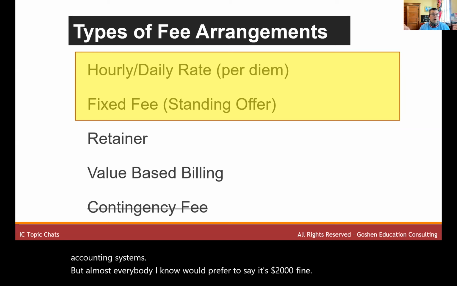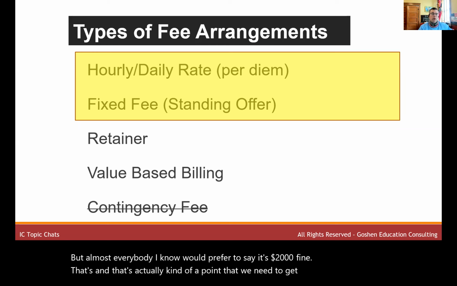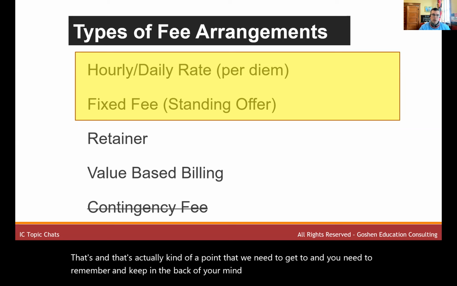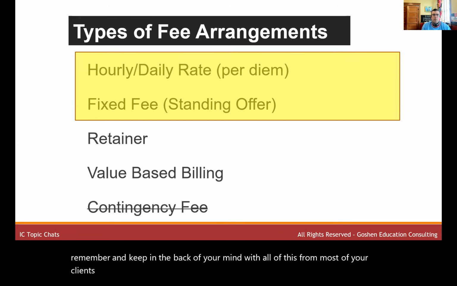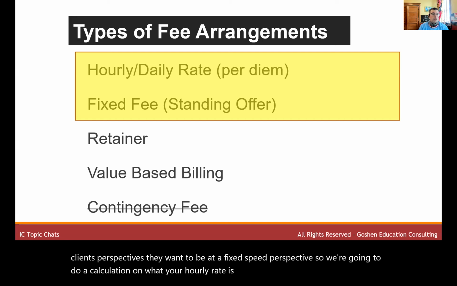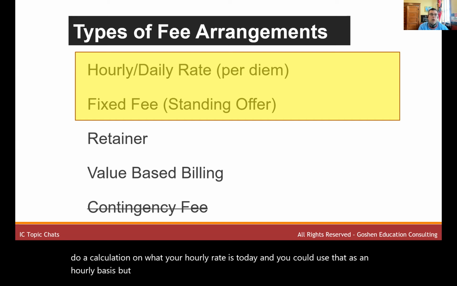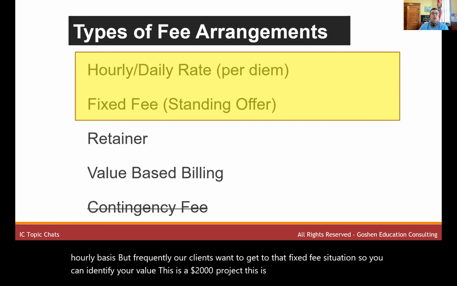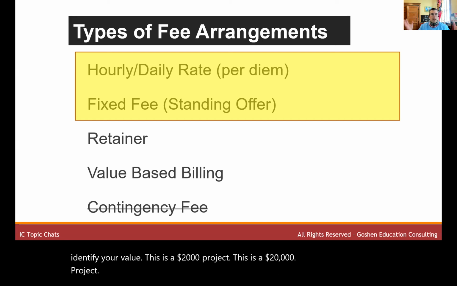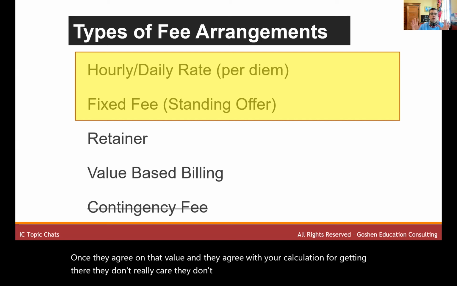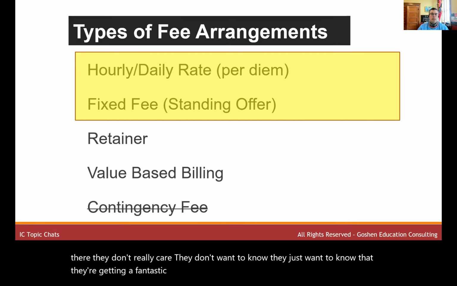That's actually a point that we need to get to, and you need to keep in the back of your mind with all of this. From most of your clients' perspectives, they want to be at a fixed fee perspective. So we're going to do a calculation on what your hourly rate is today, and you could use that as an hourly basis. But frequently, our clients want to get to that fixed fee situation so you can identify your value. This is a $2,000 project. This is a $20,000 project. Once they agree on that value and they agree with your calculation for getting there, they don't really care. They don't want to know. They just want to know that they're getting a fantastic product that exceeds their expectations.